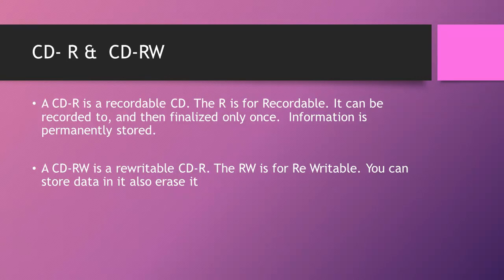So CD-R, as R shows recordable, you can only write data once on this, while CD-RW, on the other hand, is a rewritable disk. You can write data. Once you store data in it, you can also erase data, so you can use it later on. So that's the main difference between CD-R and CD-RW. In CD-R, data is written permanently, you can't change data on this disk, while in CD-RW, that is rewritable, you can rewrite data and you can store it, and you can even erase your data.